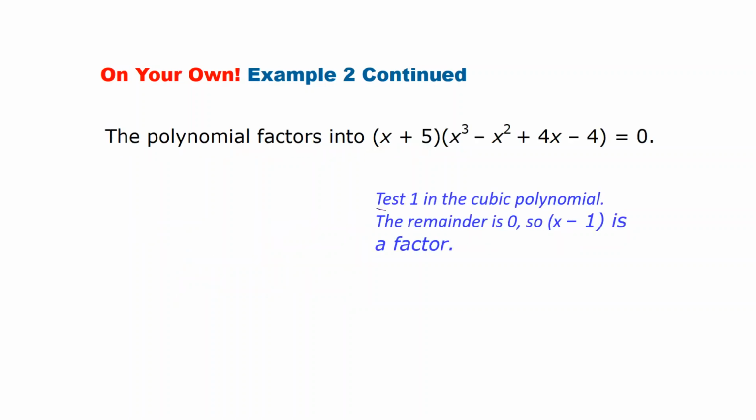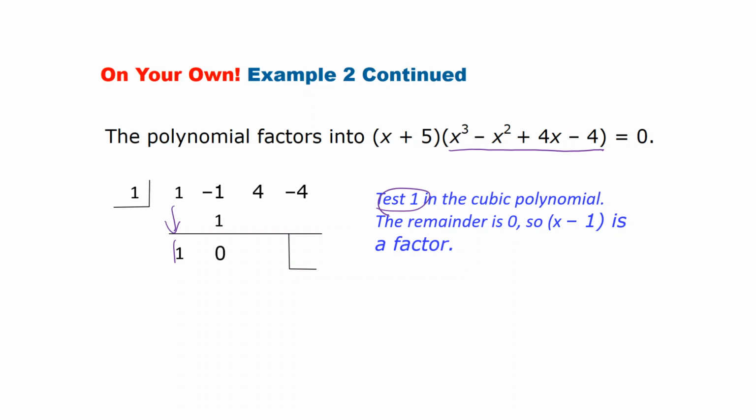So we're going to test positive 1 by using our synthetic division again. Notice this time we're using the smaller amount that we found in the last section by dividing by 5. So again, the very first thing we want to do is bring our 1 straight down. 1 times 1 is 1. Negative 1 plus 1 is 0.